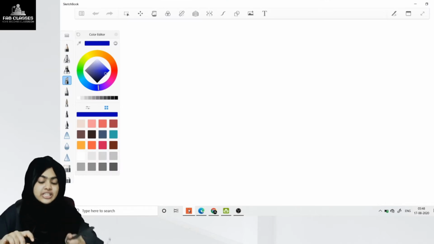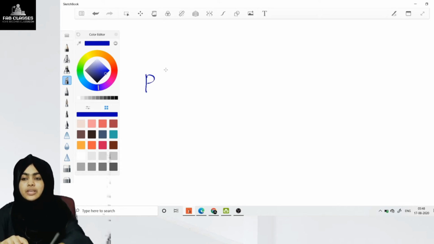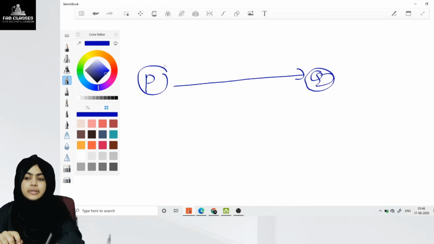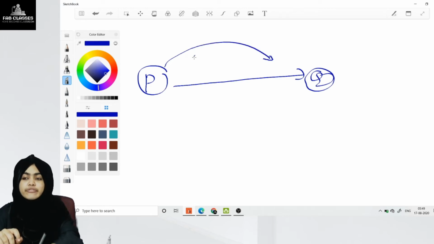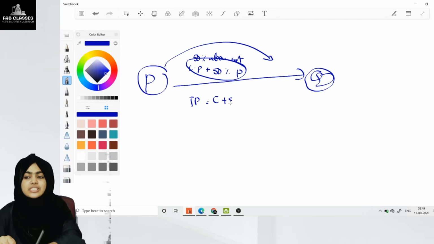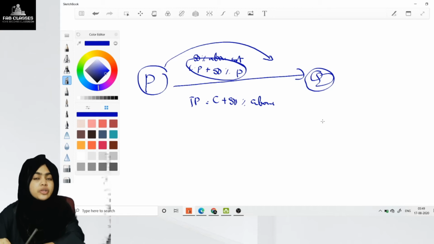Here an interdepartmental transfer is occurring. Department P of an organization is transferring goods to department Q. Department P is transferring the goods at a price of 50% above cost. That means cost price plus 50% profit. This is the price at which they are transferring. The transfer price is cost plus 50% above cost.